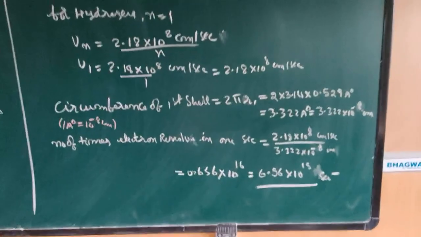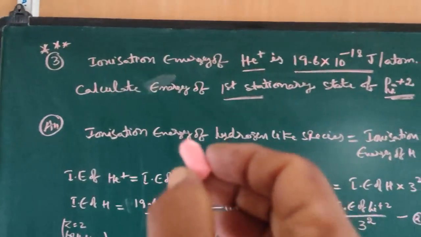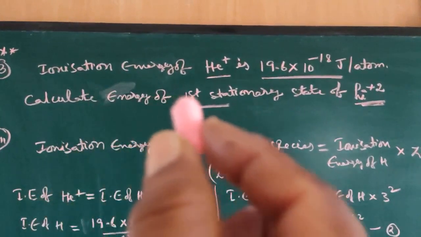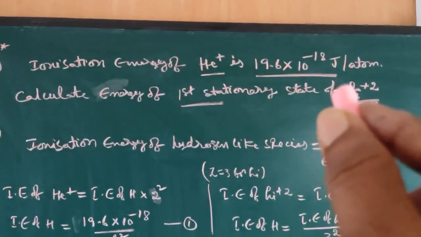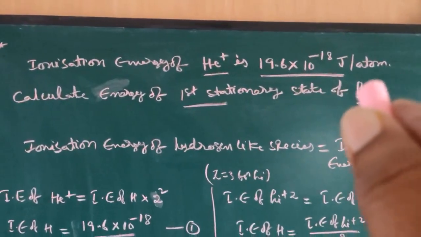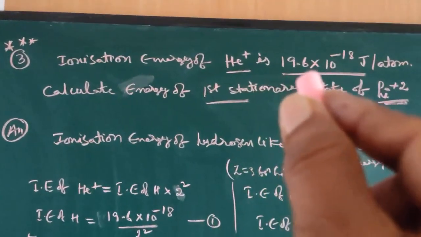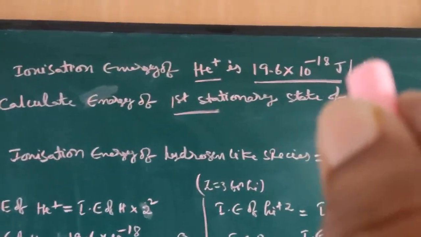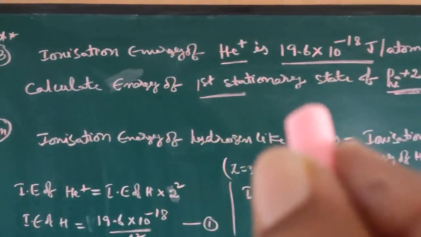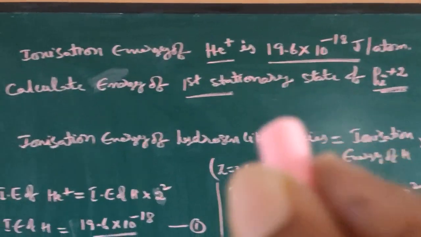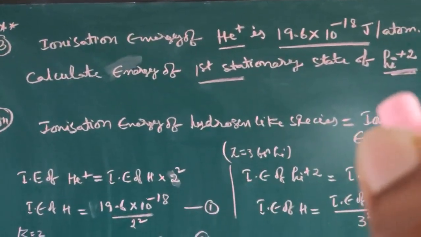Okay? Right. This is one of the important models. Please observe the question. Ionization energy of helium plus is 19.6 into 10 power minus 18 joules per atom. Calculate the energy of the first stationary state of Li plus 2. Please observe once again.